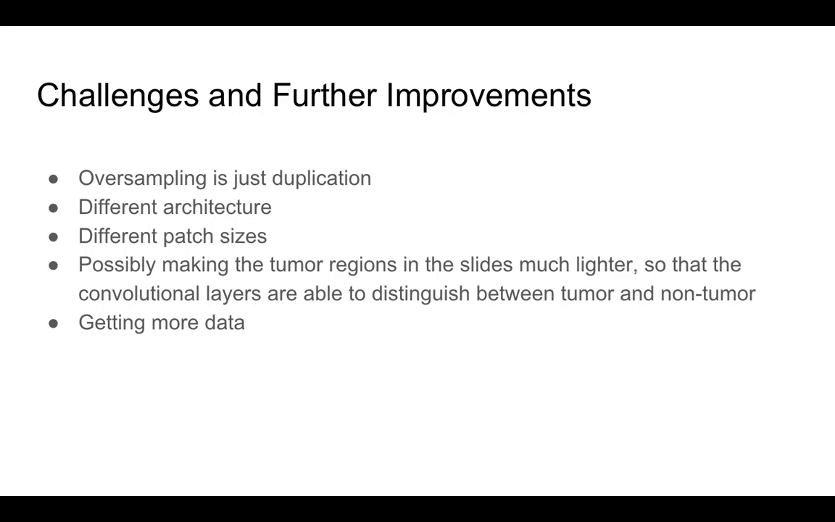It is all trial and error. Possibly taking different patch sizes would have helped. We could also try to make the tumor patches lighter so that the model is able to detect the differences between the two classes by the RGB values. And of course, getting more data, which can really help building a much more accurate model.